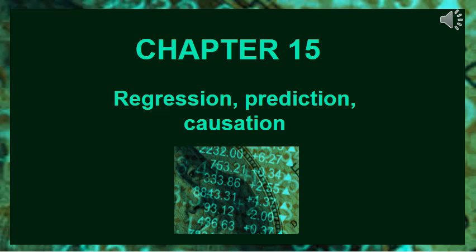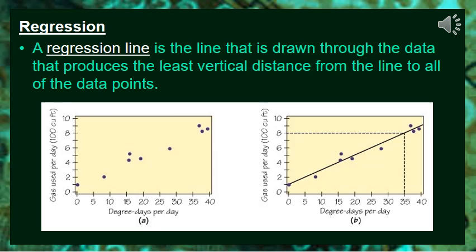This chapter 15 is still about scatter plots, and you will learn how to deal with regression lines. When you see a straight line in a scatter plot, it is called a regression line. This line goes through the data points by producing the least vertical distance possible from the line to all the data points. You will not be drawing any regression line in this course. You will do it with a software and you will interpret them.